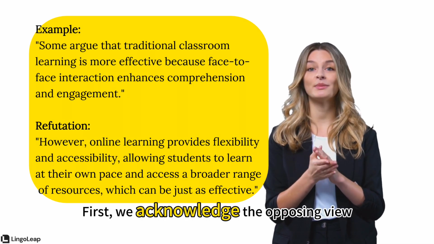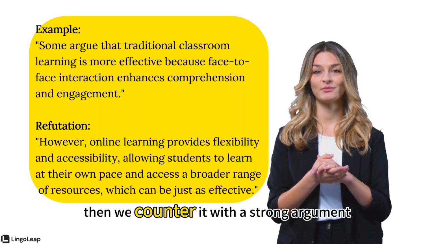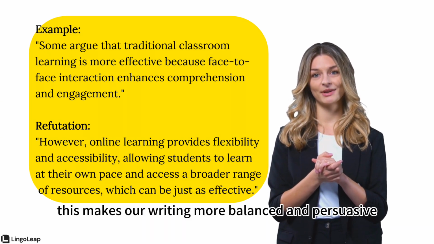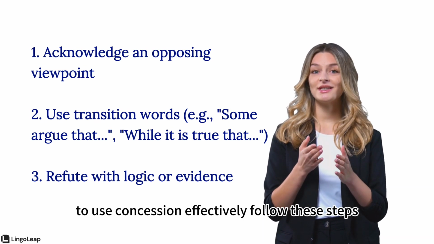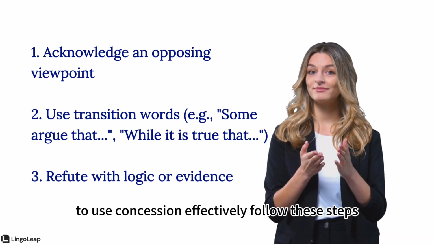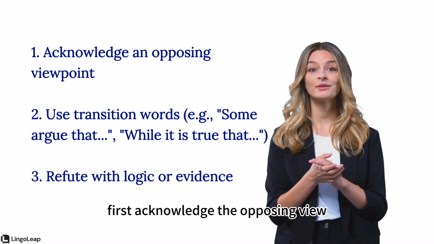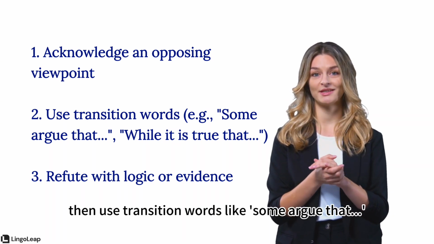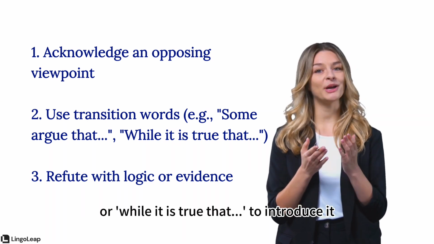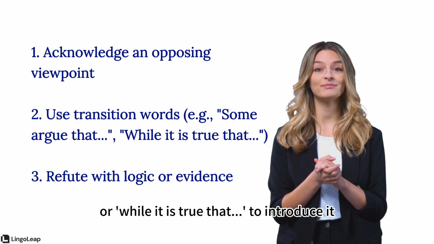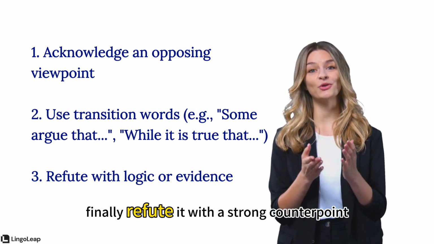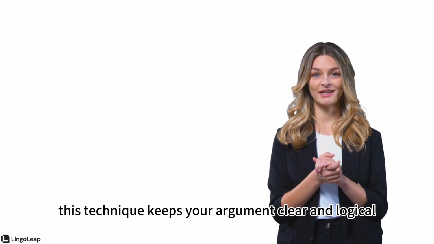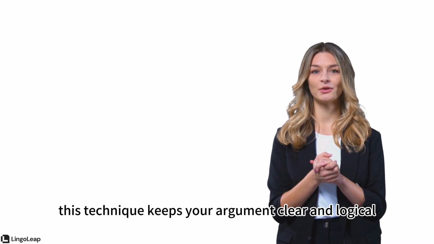First, we acknowledge the opposing view. Then we counter it with a strong argument. This makes our writing more balanced and persuasive. To use concession effectively, follow these steps. First, acknowledge the opposing view. Then use transition words like "some argue that," or "while it is true that," to introduce it. Finally, refute it with a strong counterpoint. This technique keeps your argument clear and logical.